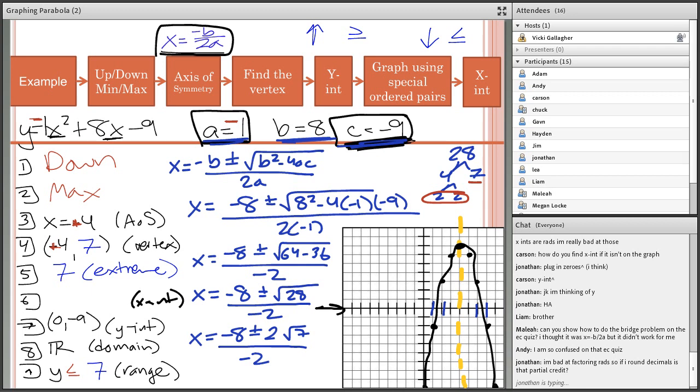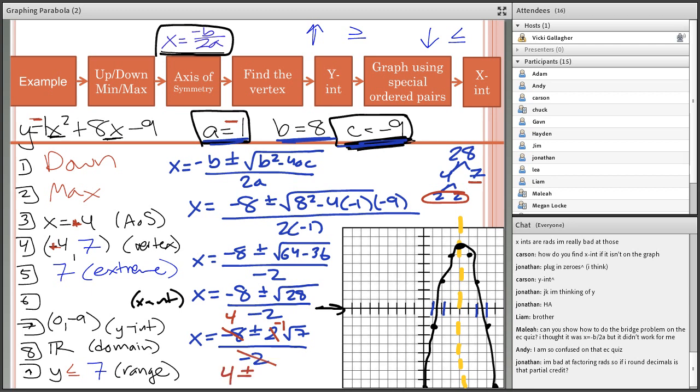The negative 8, the 2, and the negative 2, since all 3 of those can be divided by the bottom negative 2, I'm going to divide everything by negative 2. So I'm going to divide the negative 8 by negative 2, which creates a 4. I'm going to divide this 2 by negative 2, which makes a negative 1. And then this negative 2 just completely goes away.